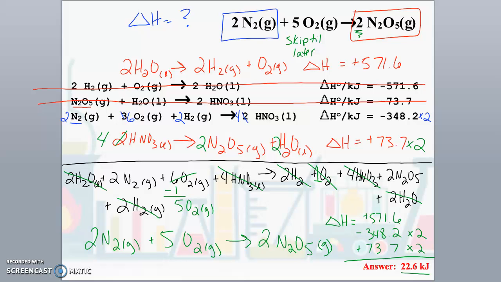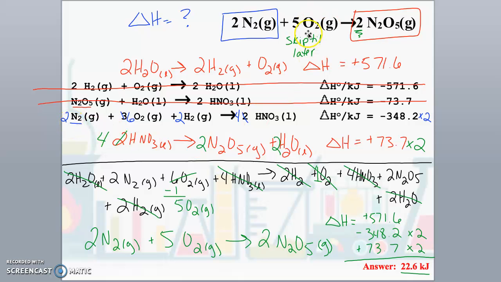This problem was pretty tricky, but I'm going to go through it kind of fast here. I've got my unknown up here. Same approach. I'm going to start with the N2. I have an N2 here, and there's only 1. I needed 2, so I'm going to multiply everything by 2 in this reaction, including the delta H, and then I'm going to leave this. I'm not going to change this again.